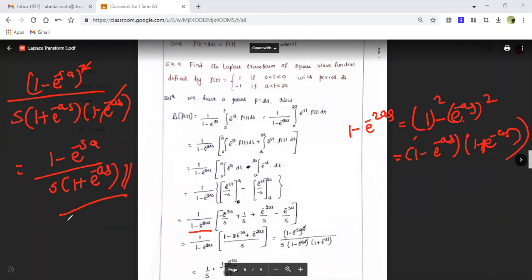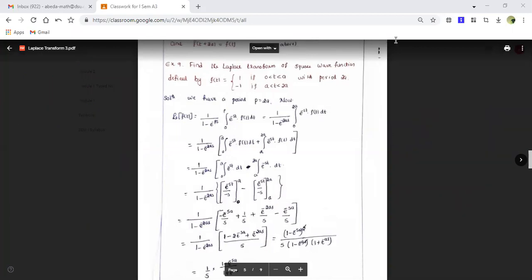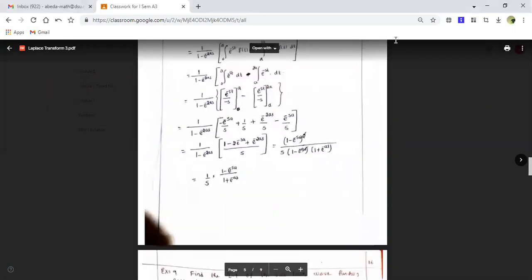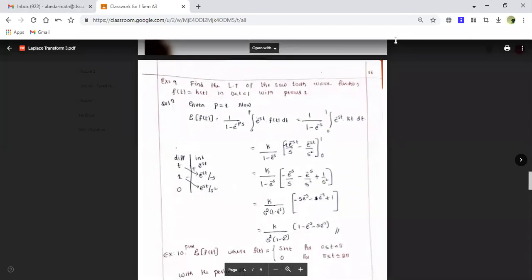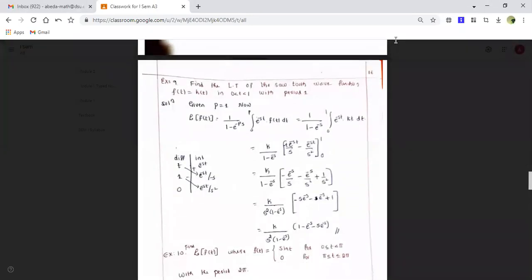Okay, so this is how you're supposed to solve this variety of example. Hope you are following this, guys. Yes? Yes, ma'am. Okay, so now let's see the next example.